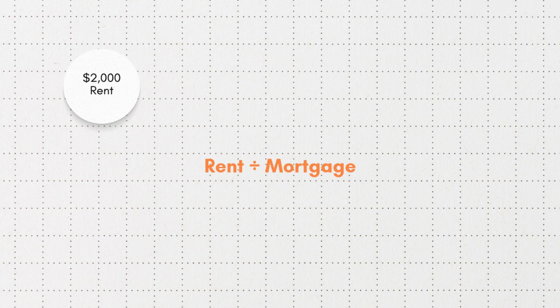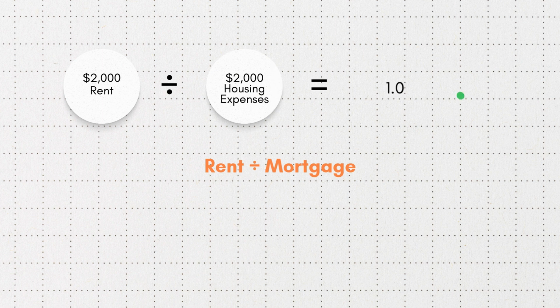Let's say you're getting a property with a $2,000 monthly rent, and your total monthly housing expenses, including mortgage, taxes, and insurance, are $2,000. So take that $2,000 divided by $2,000 equals 1.0. And that's a break-even DSCR. Most lenders will approve this.